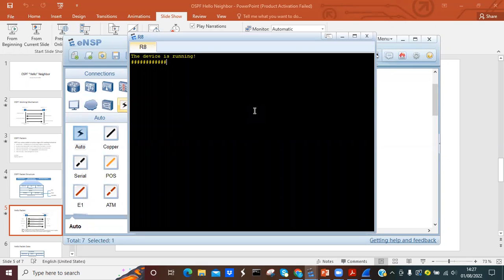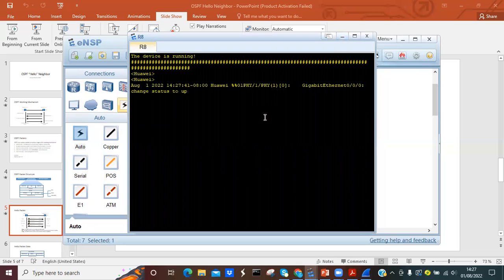Let's see whether this one will behave. Guys, sorry for that. It seems ENSP has a problem today. So let's rename the router to R8. Okay, sorry.